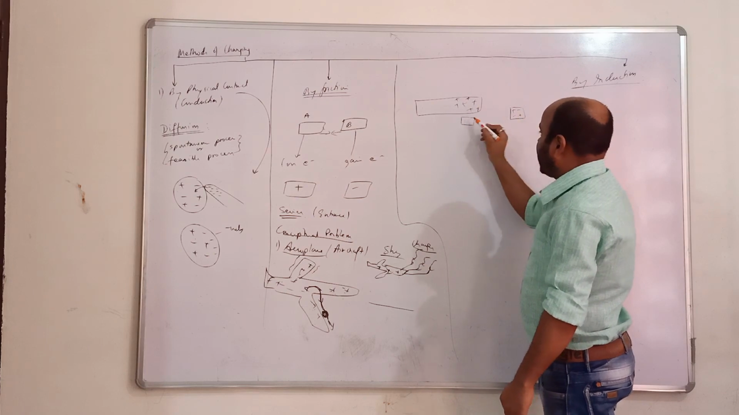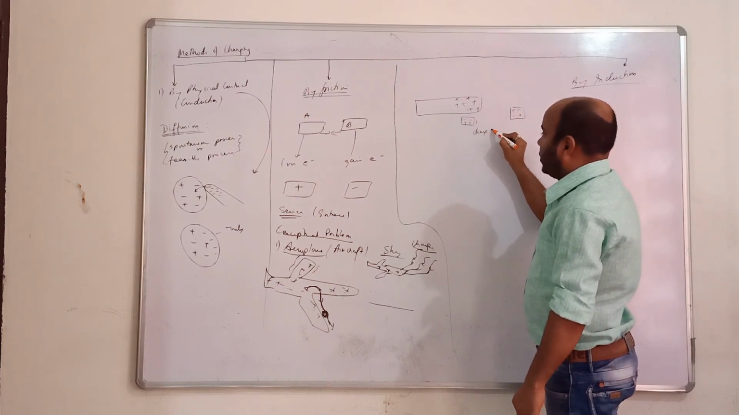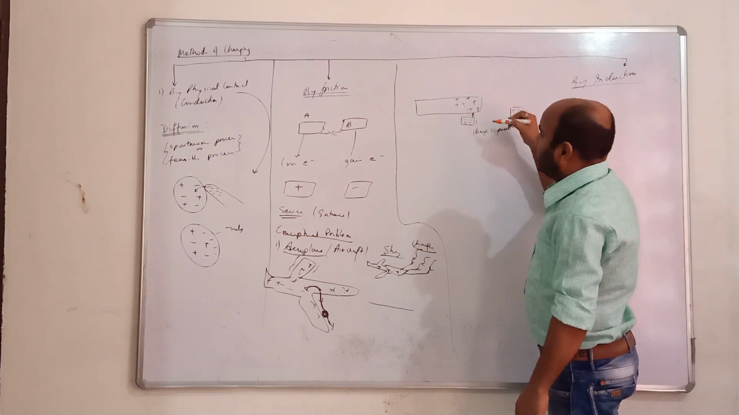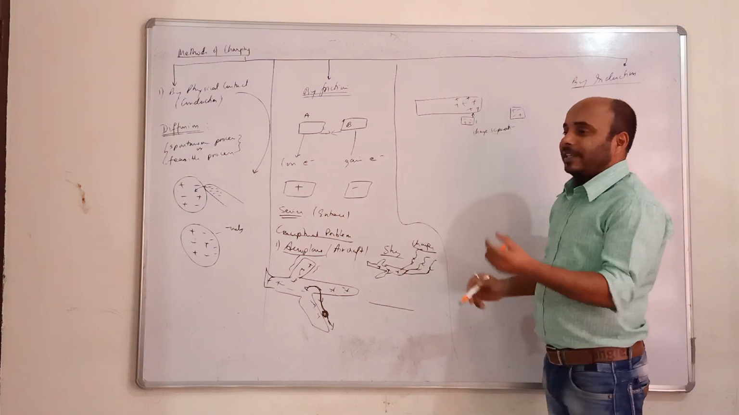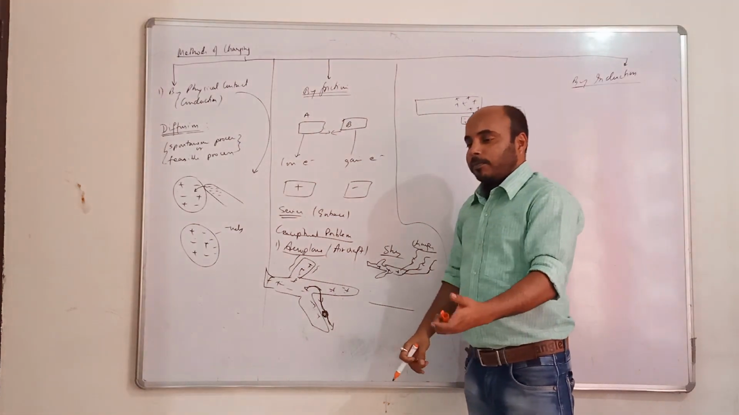This plus will attract the electrons here. That means a charge separation is created, and now the paper will be attracted towards the scale. Why? Because the paper is very light. This type of charge separation happens in every body. But why only paper?